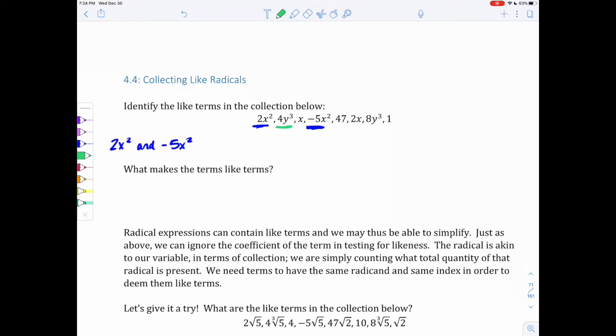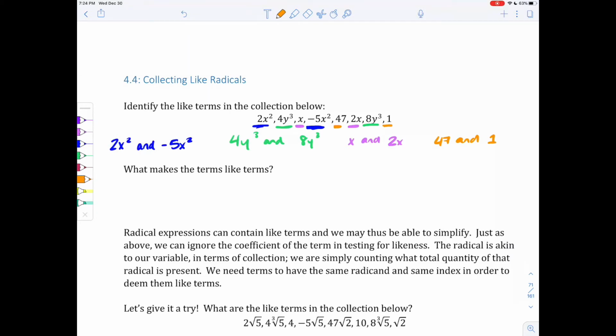What about my 4y cubed? Well, that's similar to my 8y cubed. I should have highlighted or underlined that. Boom, there. What about my x? Well, that's similar to my 2x. And what about my 47? Well, that's similar to my 1.